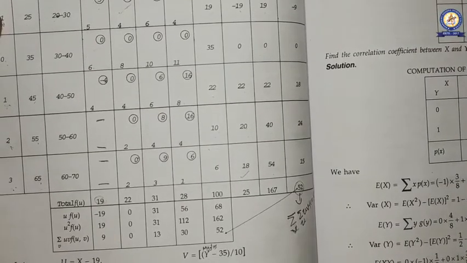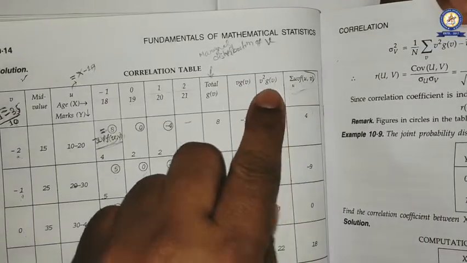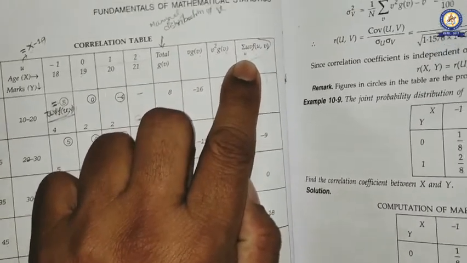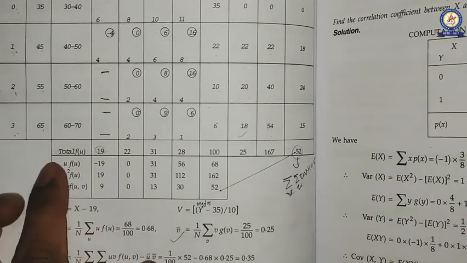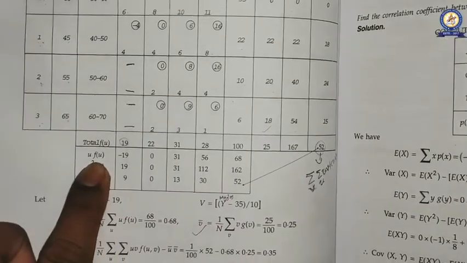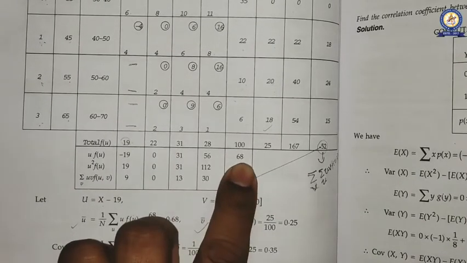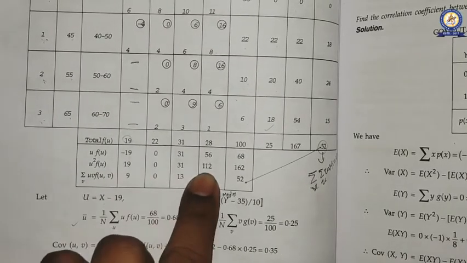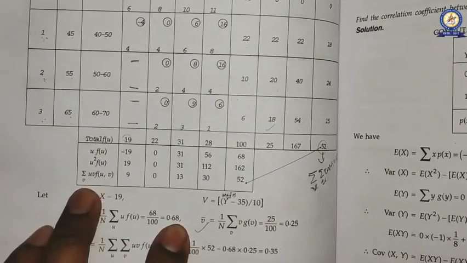So here we found v times g(v), this one; v times g(v), v square times g(v), these values, this column; and the summation over u of f(uv) are these values. Similarly, you can calculate along this way: u times f(u) are these 19, 0, 31, 56, 68, right? And u square f(u) equals 19, 0, 31, 112, 162. And summation over v of uv f(uv).